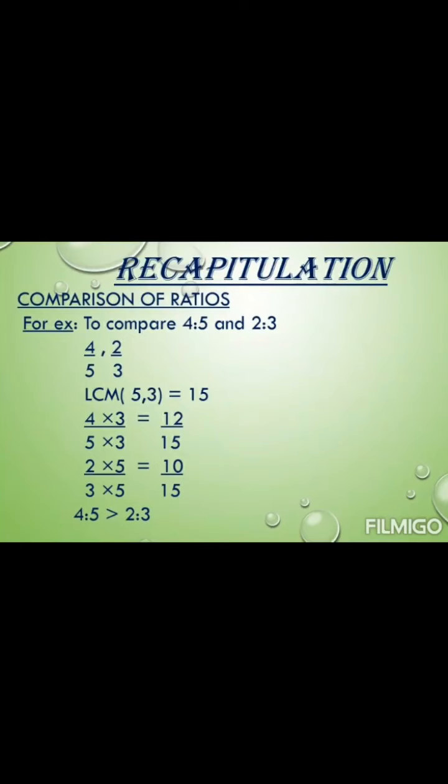It will come 12 by 15. Similarly, 2 by 3 we have to multiply it by 5. With its numerator and denominator both, it will come 10 by 15. Now, from 12 by 15 and 10 by 15, which one is greater? 12 by 15 is greater. So that means 4 by 5 is greater than 2 by 3. Means 4 is to 5 is greater than 2 is to 3.